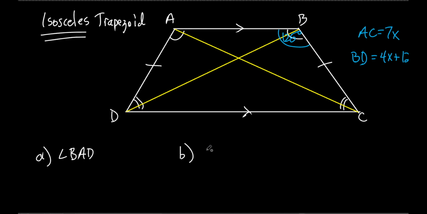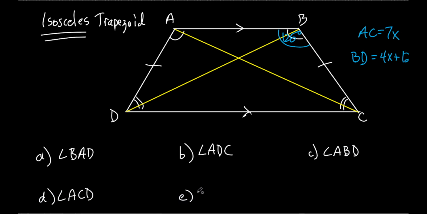They want you to find angle ADC. They want you to find angle ABD, and they also want you to find angle ACD. Man, there's a lot of angles. Then E, I want to find angle AED, and then F, AC. All right, here we go. Everybody ready? This shouldn't be too hard.